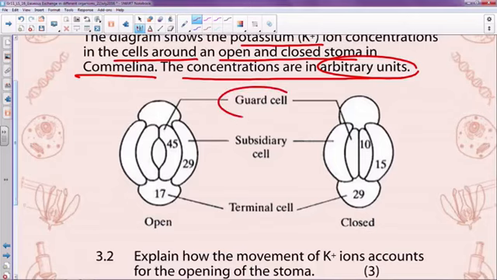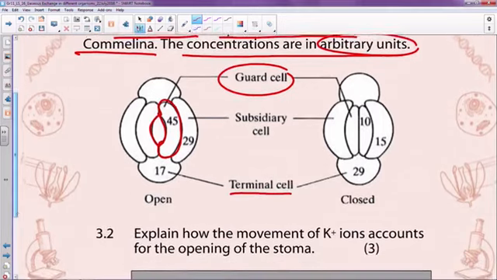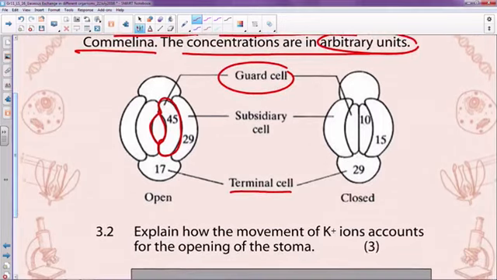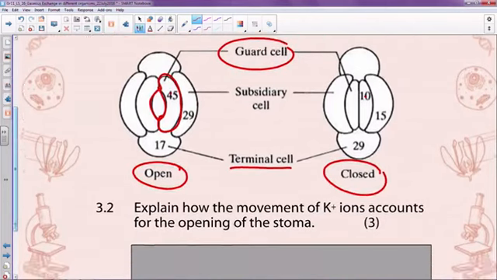So here you've got guard cells, which are the cells on the external surface of the opening of the stomata. You've got your subsidiary cells, which are epidermal cells surrounding the guard cells. And on either end of the guard cells, you've got your terminal cells. These cells have been given a concentration of potassium ions as an indication of the concentration of the ions in them. Here we have an open stomata, and here we have a closed stomata. What we notice is that there's a significant difference between the potassium ion concentrations in these cells. So let's look at the first question.